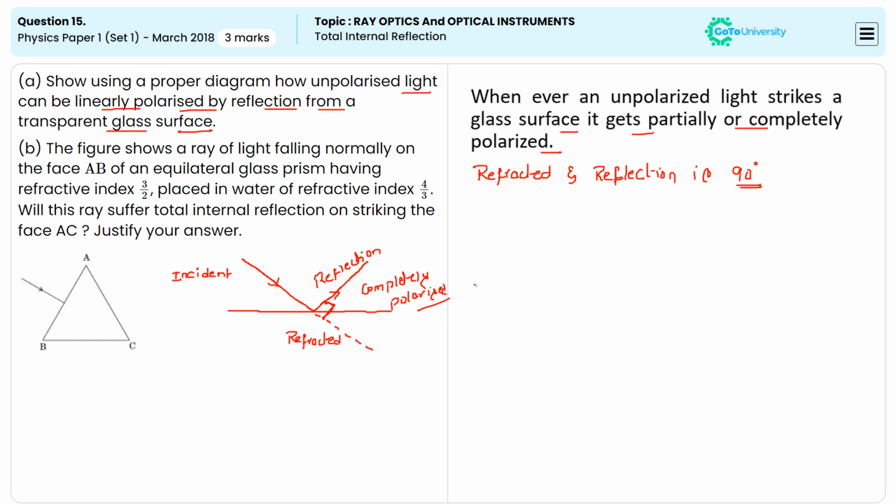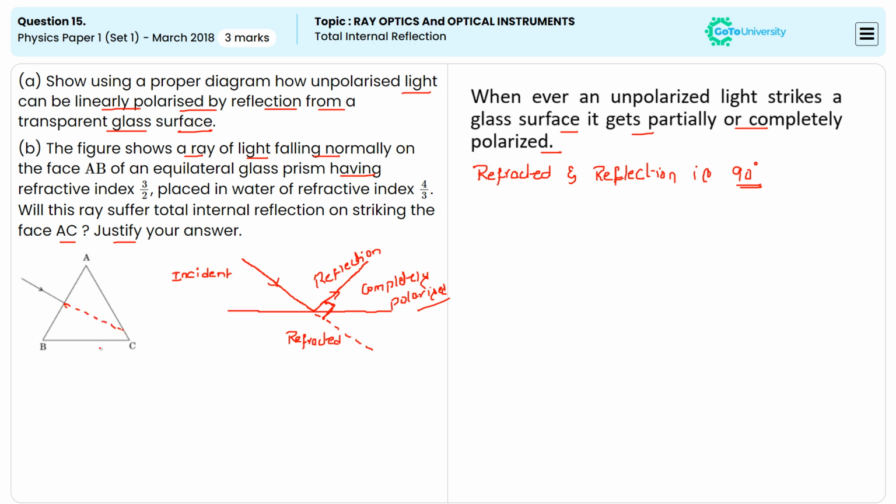And the second part of the question is: the figure shows the ray of light falling normally on the face AB of an equilateral glass prism having a refractive index 3/2 placed in water of refractive index 4/3. Will this ray suffer total internal reflection on striking the surface AC? Justify your answer. That means when a ray is passing perpendicular to AB of an equilateral prism, this ray will be extended further like this.